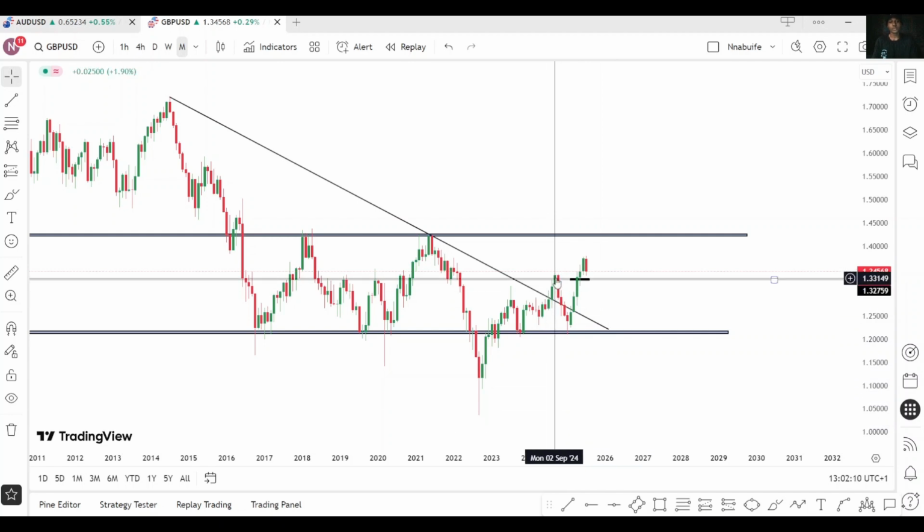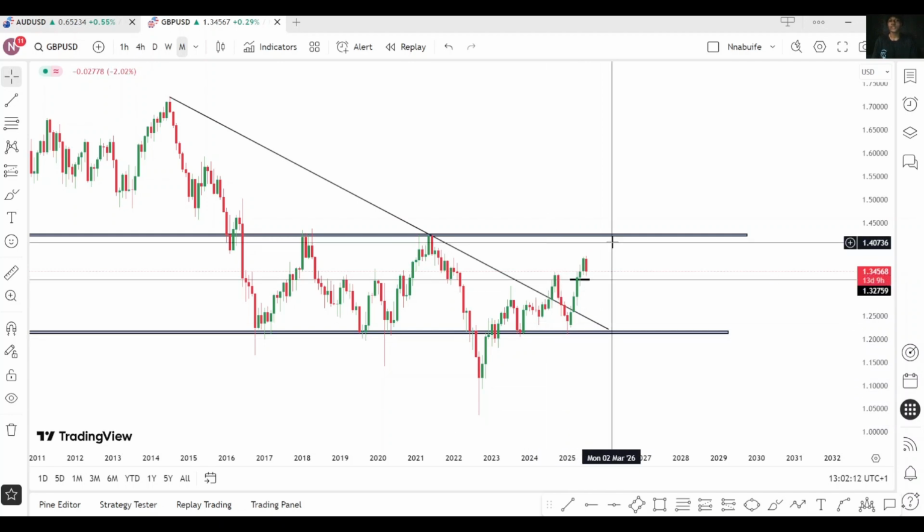We broke structure and made what? Higher highs. So it's a change in trend. The trend has changed. We are no longer bearish. We are bullish. It has changed.